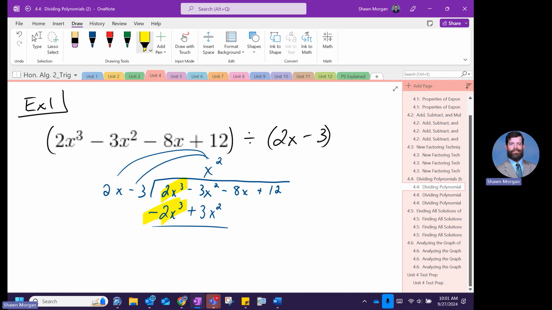Franklin, question. Can you go back right before you put down the 3x squared? So I know how we got the 2x cubed, but can you just bring down the 3x squared? No, we multiplied. Look at these two little arrows. X squared times this and x squared times that. And that gave us these two.